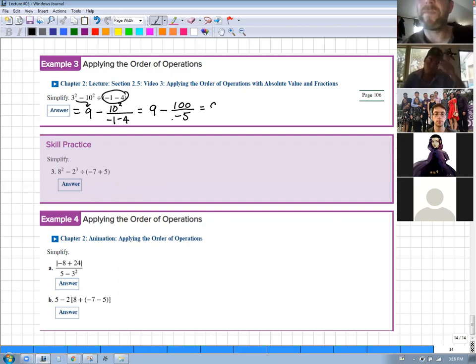So 9 minus a negative. All right, I can move this minus on the bottom. I can move it on the top or just out front. It doesn't matter. 100 divided by 5 is 20. So 9 minus a negative 20 is 9 plus 20, which would be 29.